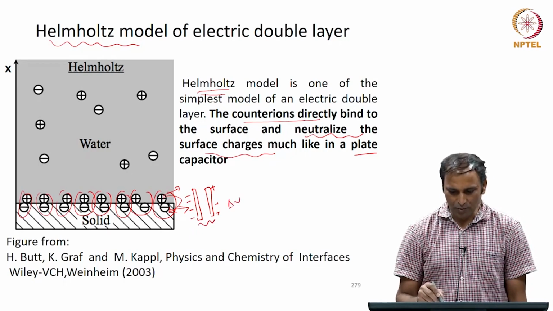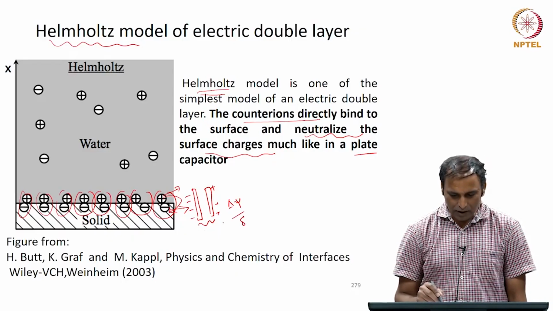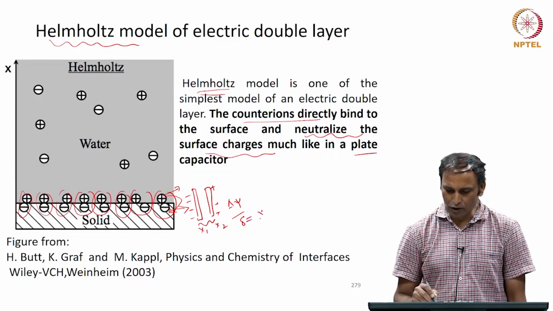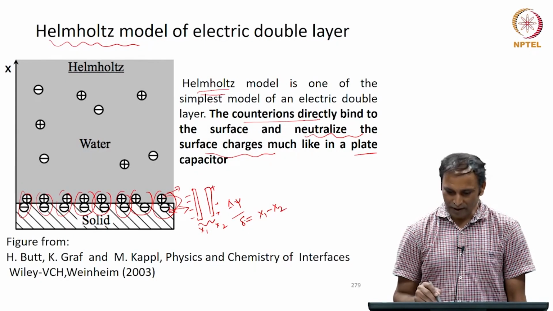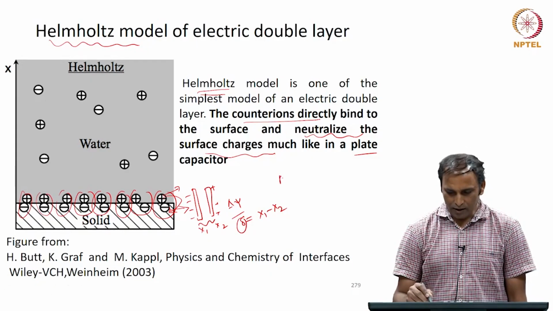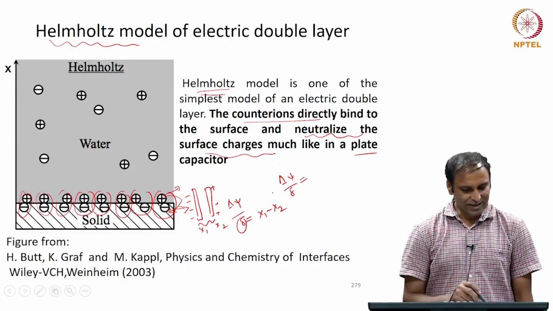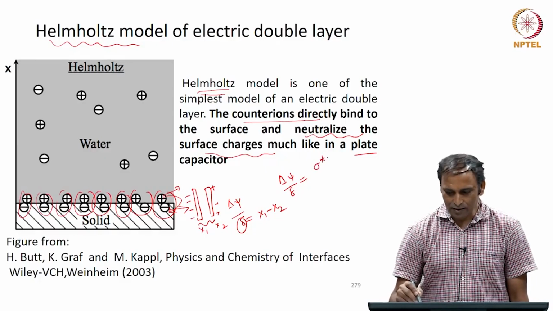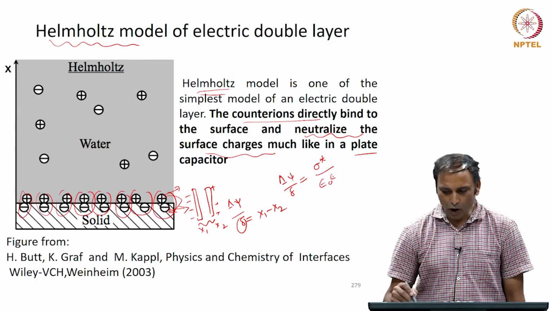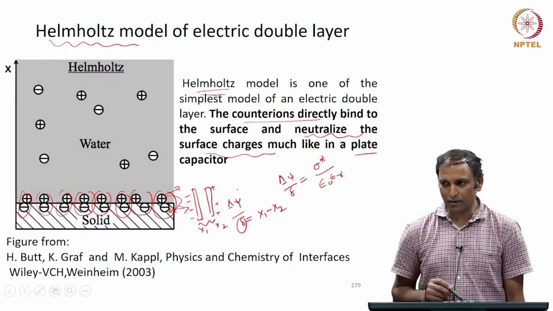If I say that the potential drop is delta psi, and the plates are at a distance x1 and x2, your delta is going to be x1 minus x2 or x2 minus x1, that is the separation of these plates. We want to relate delta psi to parameters such as the surface charge density and the dielectric constant of the medium between the two plates. That is what we would like to go about.